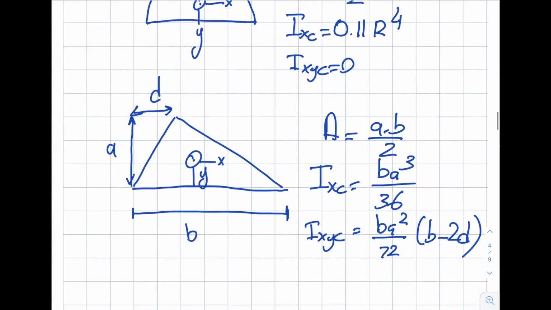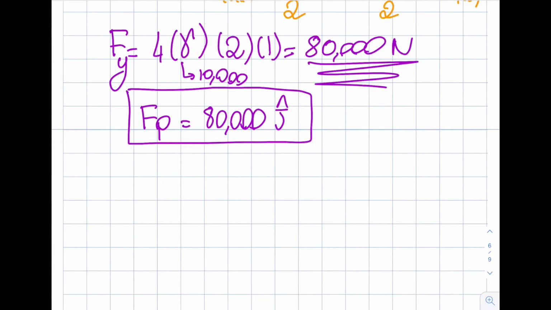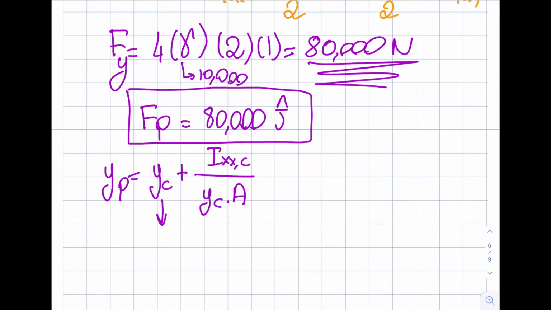So let's just do what I just said. My yp will be equal to yc plus Ixxc divided by yc times A. What is yc? The geometric center. We looked at it in alternative method 1. This is 4, if you remember, right?